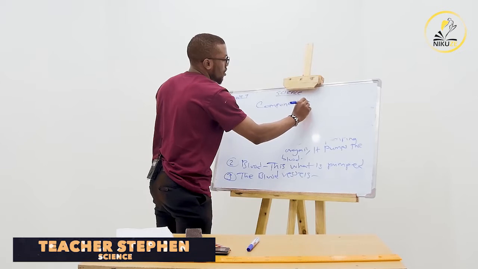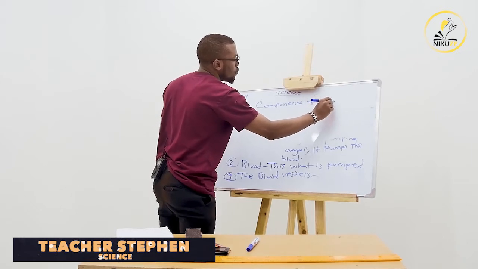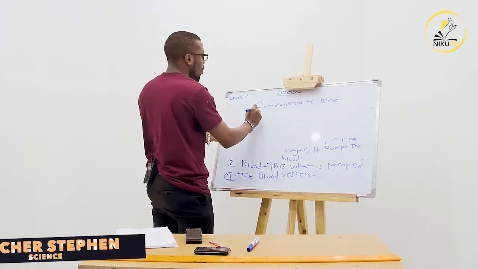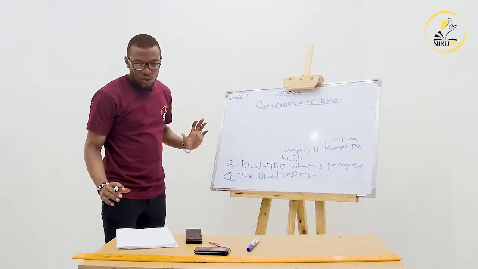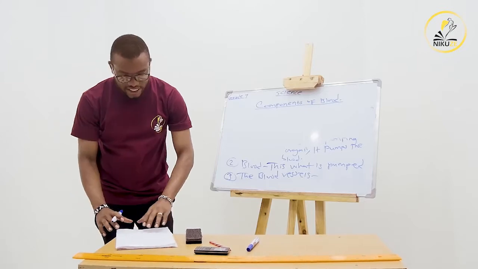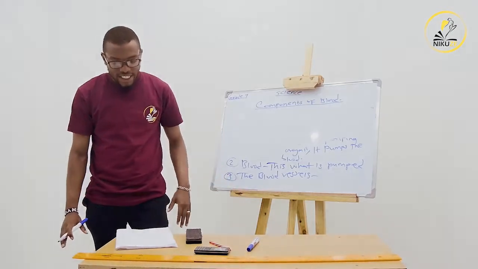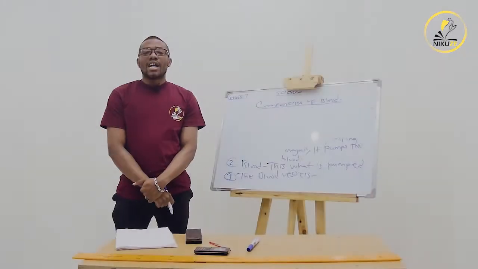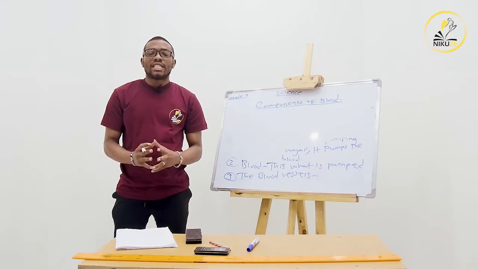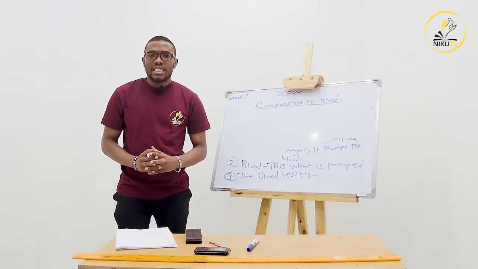Components of blood. For blood to move, for blood to achieve all these activities, what does it compose? So, components of blood, these are the parts that make up the blood. Blood is made up of 4 components. Remember, we have 4 main components in the blood, and the first component is the plasma.